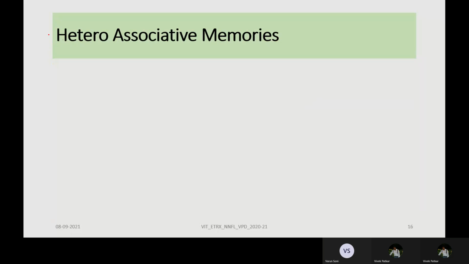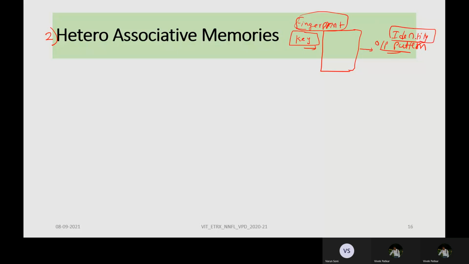Second part, the second type of associative memories are heteroassociative memories. As I told you in the beginning, here the input pattern, that is the key pattern, and the output pattern are different in nature. Clear? It means you will give some input key pattern, say in the form of a fingerprint, and I am going to get the output as the identity of the person. Okay, which means format wise, input data and output data are different.